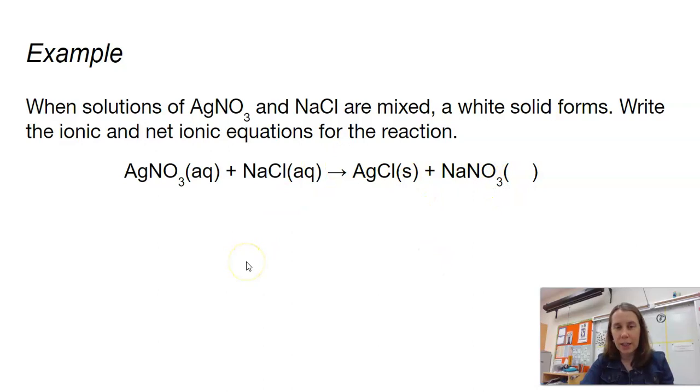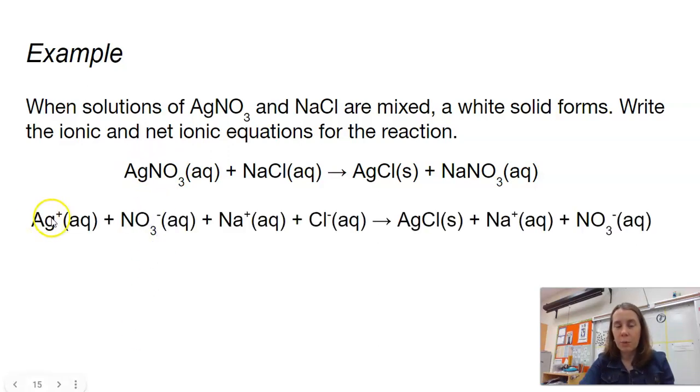All right, we can look at our solubility chart and see that most chlorides are soluble except if it's paired with silver. So silver chloride is a solid, all right, it's insoluble. Sodium and nitrate are both ions that are always soluble, and so that one will be aqueous. Now everything that's aqueous, we're going to separate into its individual ions, just like we did when we learned about electrolytes. So silver will be +1, nitrate is -1, sodium is +1, chloride is -1.